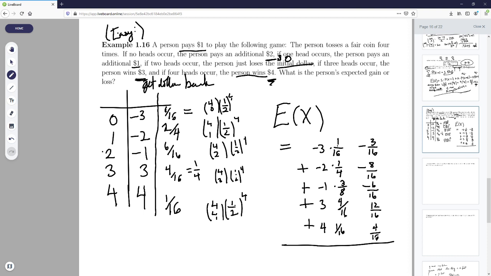So when we add all of these numbers together, so what happens if two heads occur? We lose $1. The game is definitely rigged. And we are proving it, right? Statistically, we are proving it. So let's see. 12 plus 4 minus 6 minus 8 minus 3 is minus 1 over 16.